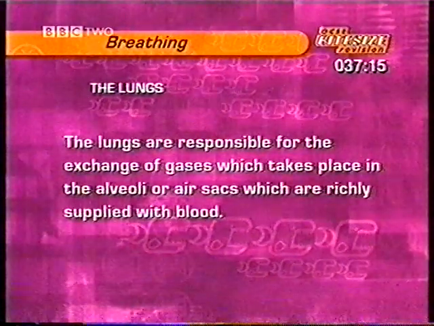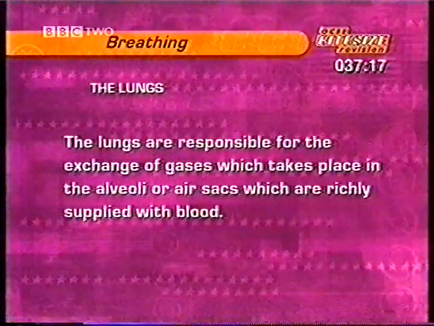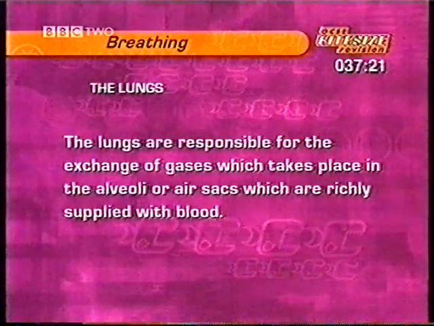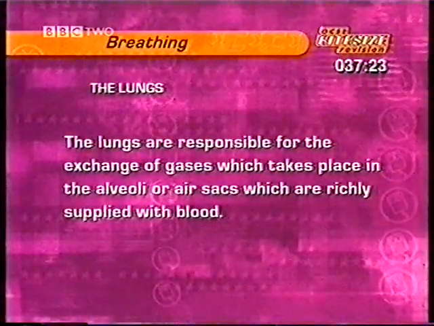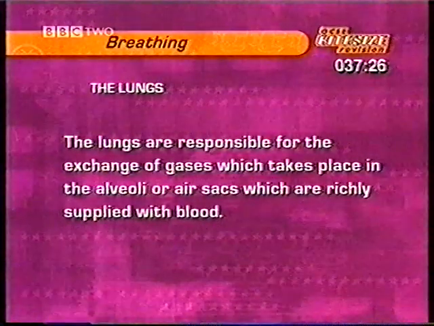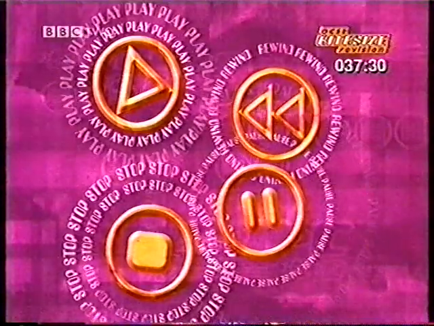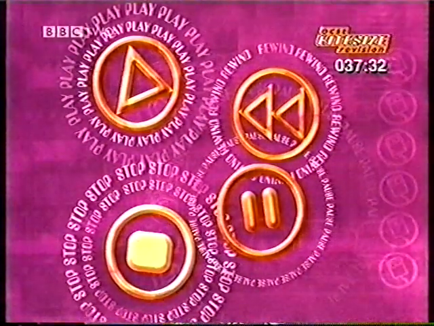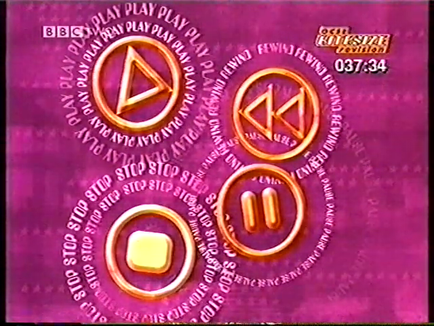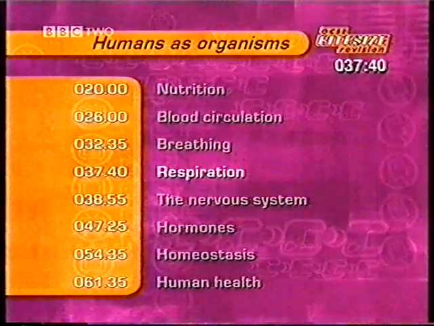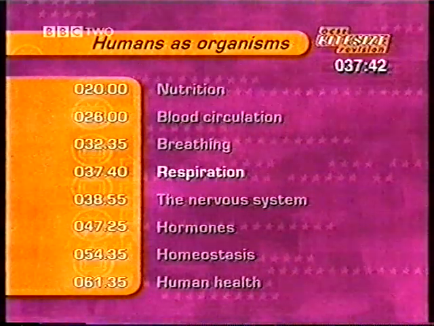So the main function of the lungs is the exchange of gases, absorbing oxygen and excreting carbon dioxide. Both these processes take place in the alveoli, or air sacs, which are richly supplied with blood. That's the end of the section on human breathing. The next section is about respiration.